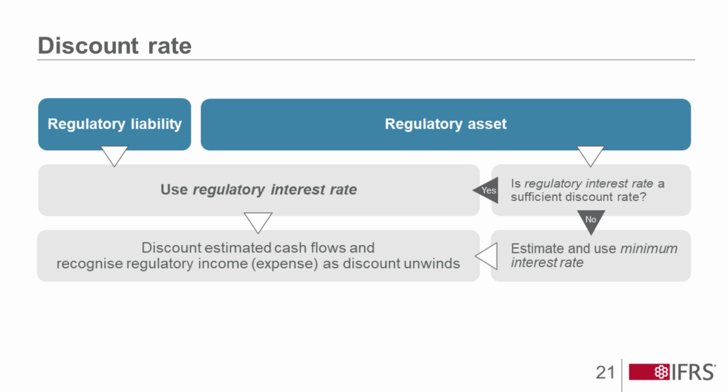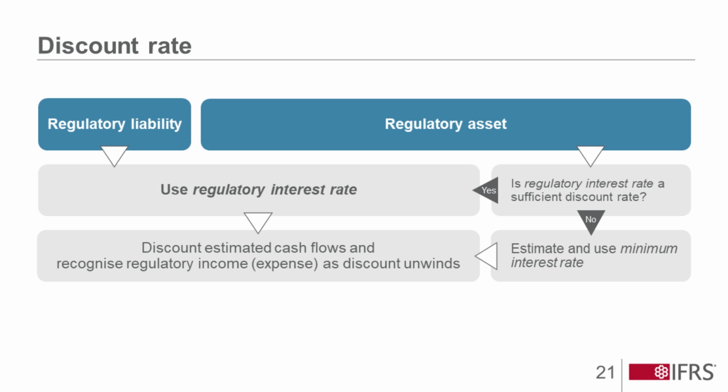As I have just mentioned, the exposure draft proposes that an entity uses the regulatory interest rate provided by the regulatory agreement as the discount rate, and that it recognizes regulatory interest income or regulatory interest expense as the discount unwinds over time. There is only one case when an entity would not use the regulatory interest rate as the discount rate, and this is when the regulatory interest rate for a regulatory asset is insufficient.